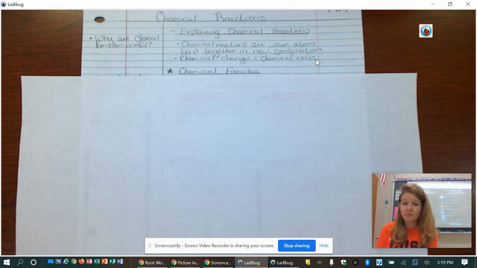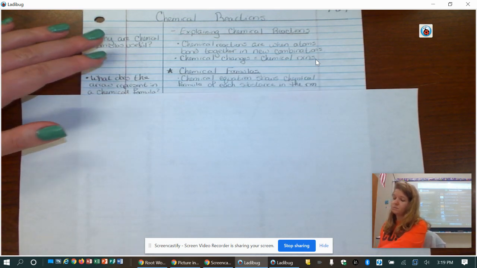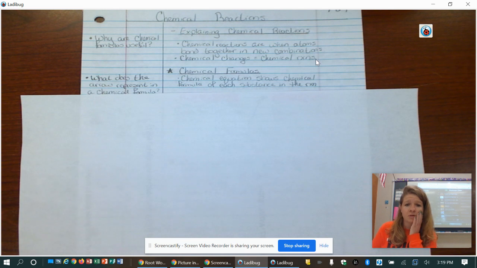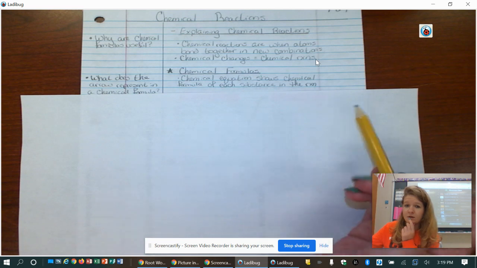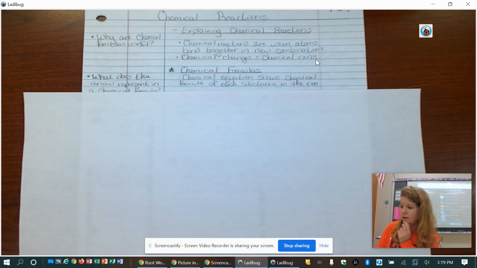How did I sum all that up in a couple of bullet points? Well, I wanted to remind myself that a chemical equation shows the chemical formula of each substance. And remember, you don't always have to have correct English. Your notes are just a quick jot down for you to remember. And then again, I used RXN because it's less time to write.